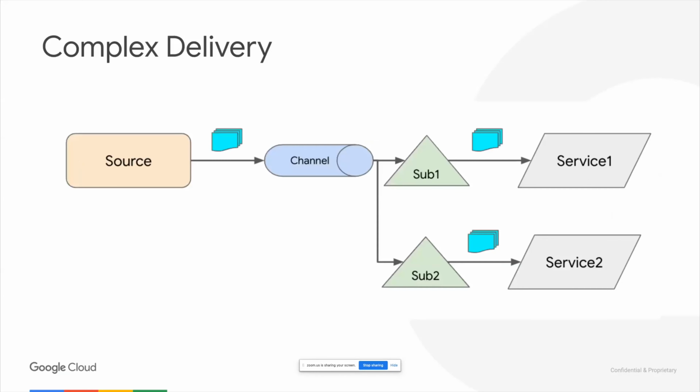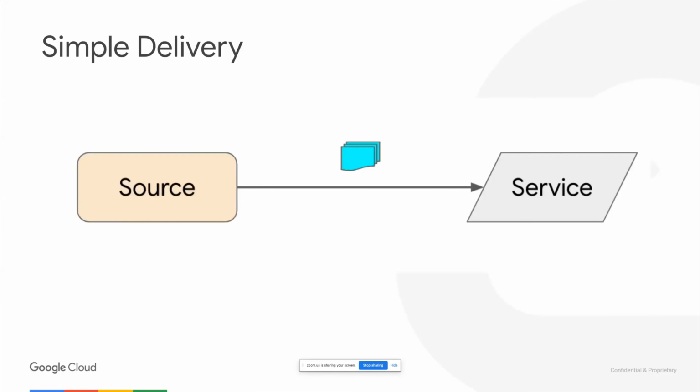In complex delivery, oh, by the way, I should also mention that this is a one-to-one case, right? You can only have one source and one service. If you need to have multiple services, you can't do it using simple delivery.